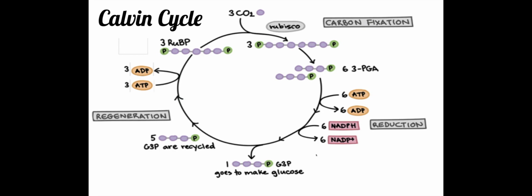Now, in the Calvin cycle, there are 3 phases. There is the carbon fixation, reduction, and regeneration. First, let's take a look at carbon fixation. It is catalyzed by an enzyme called rubisco.